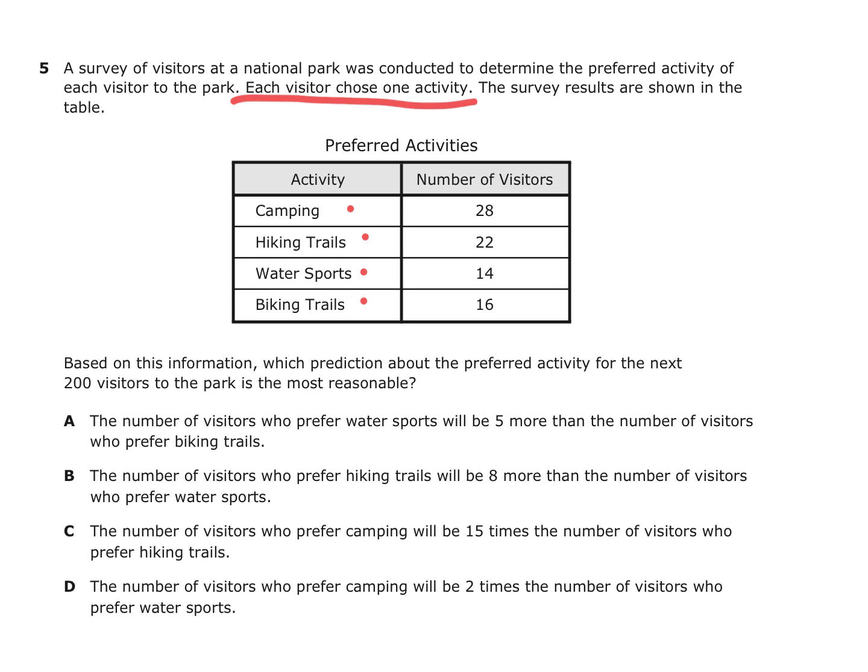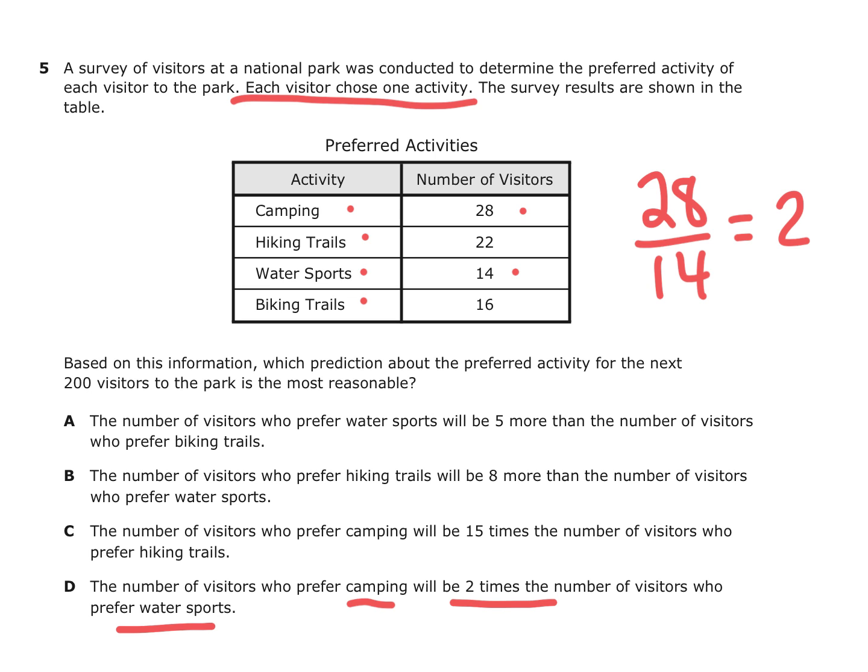Let's take a look at answer D. The number of visitors who prefer camping will be 2 times the number of visitors who prefer water sports. Camping, we have 28. Water sports is 14. So 28 to 14 is a ratio of 2 to 1. So if you have more visitors, it'll still be in that same ratio. So that answer makes more sense.